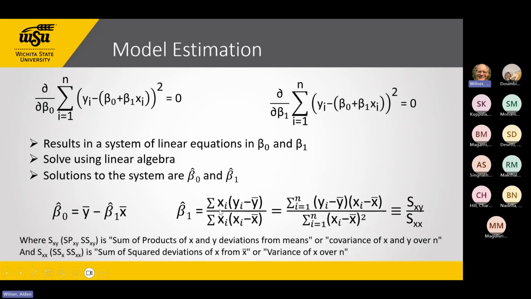Beta 1 hat is a little more complicated. We take the sum of (xi minus x bar) times (yi minus y bar) over the sum of (xi minus x bar) squared. Basically what we're saying here is this is the sum of the products of x deviations and y deviations from the mean, so how far each x and y point is. The sum of these is the covariance of x and y over n, divided by the variance of x over n, which is the sum of squared deviations of x from x bar. So we calculate those summations up, and we get ourselves a beta 1 hat estimator.